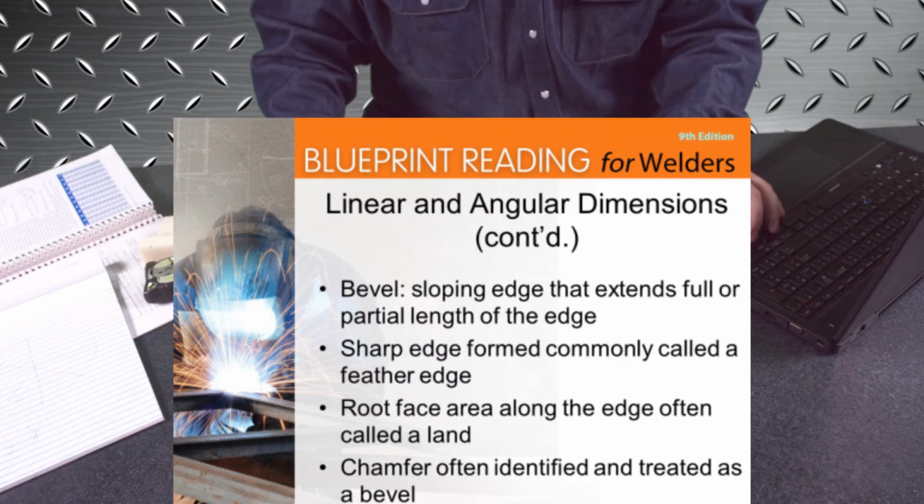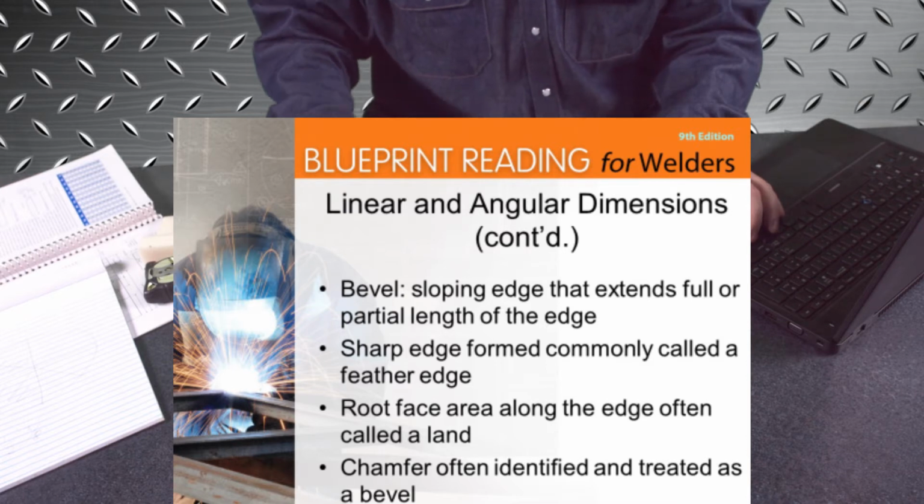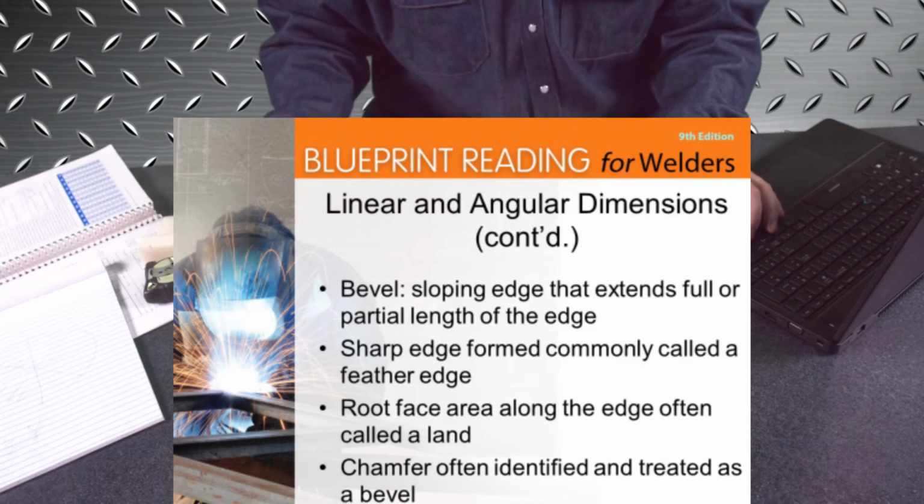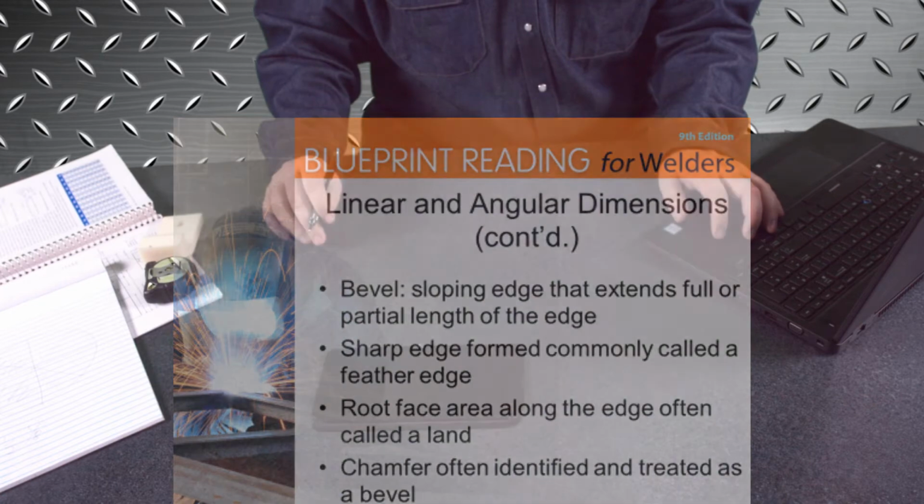A chamfer is often identified and treated as a bevel, but the main difference between a bevel and a chamfer is that a bevel will be welded on later, or will have weld added to it, and a chamfer will not. A chamfer will be left alone and will have no weld added to it.